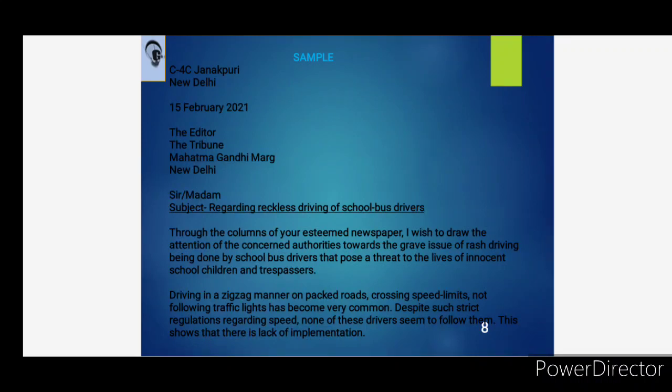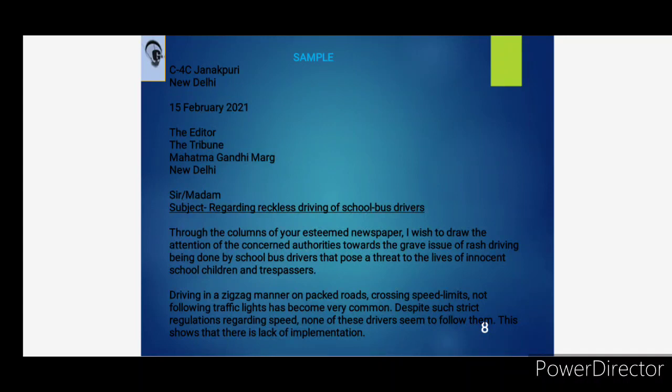Then the subject in one line. Here the subject is regarding reckless driving of school bus drivers. So what we need to write in the first paragraph when we are writing a letter to the editor. Let's have a look. Through the columns of your esteemed newspaper, I wish to draw the attention of the concerned authorities towards the grave issue of rash driving being done by school bus drivers that poses a threat to the lives of innocent school children and trespassers. So you need to write the purpose of writing the letter. You can also call it the introduction.